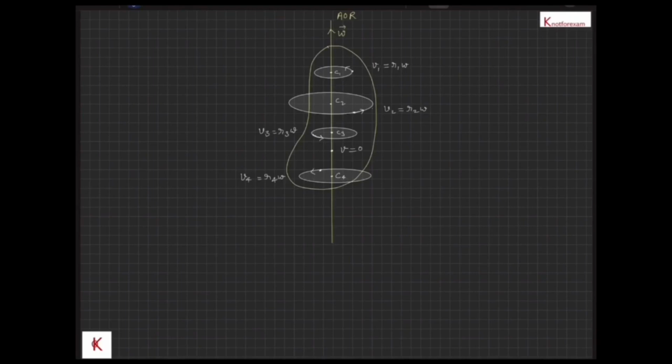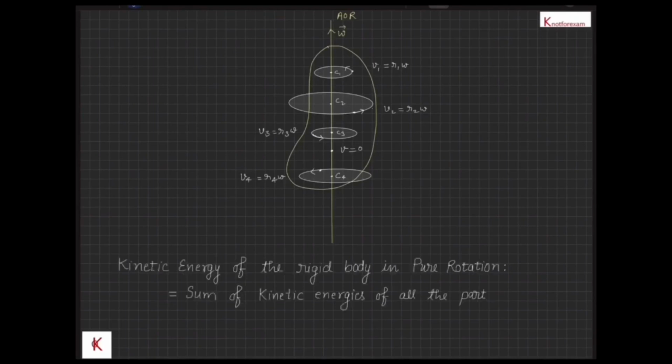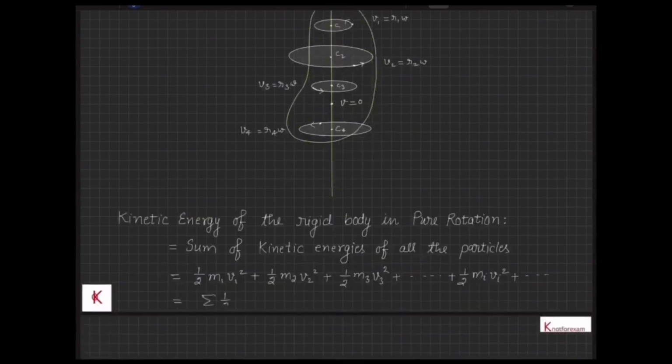and this understanding enables us to quickly find the total kinetic energy of the rigid body, which will be the sum of the kinetic energy of all the particles. Therefore, the total kinetic energy of the rigid body in pure rotation is equal to the kinetic energy of particle 1, that is half m1 v1 square, plus the kinetic energy of particle 2, that is half m2 v2 square, and so on. That is equal to sigma of the kinetic energy of the ith particle, that is sigma of half mi vi square. Also, vi is ri omega and omega is constant.